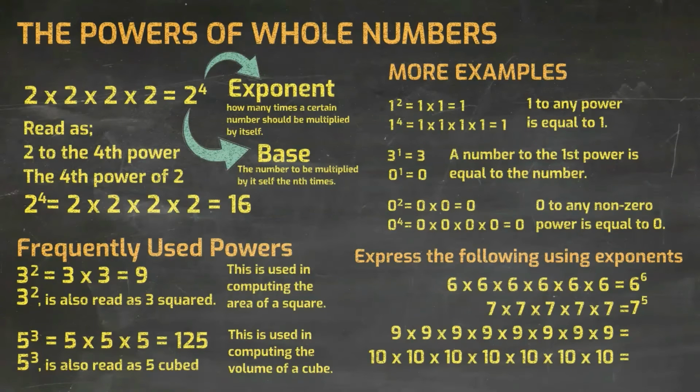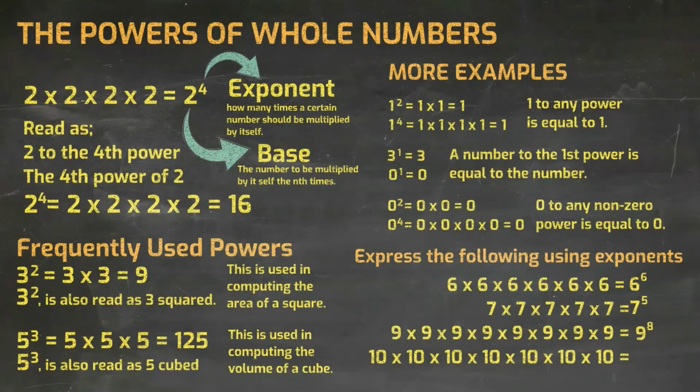Next, 9 times 9 times 9 times 9 times 9 times 9 times 9 times 9. How many factors or how many times 9 is being multiplied by itself? The answer is 8 times. The expression using exponents is therefore 9 to the 8th power.